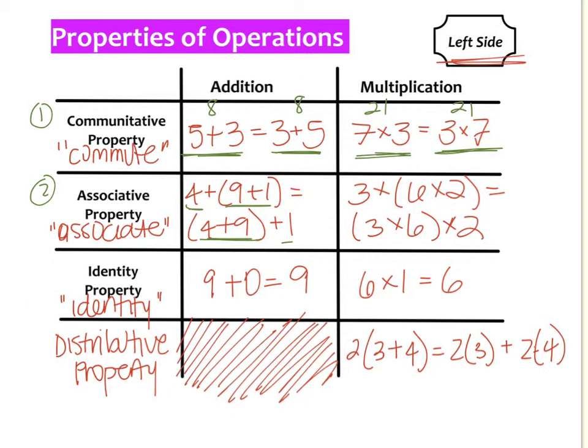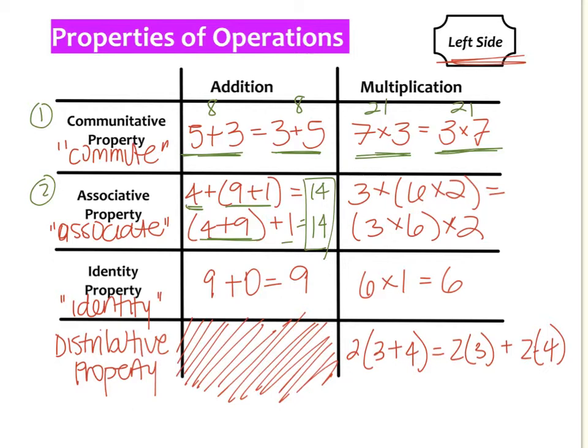Let's figure it out. 9 plus 1 is 10. And then plus the 4 on the outside, that's going to give us 14. Let's try the one down here. 4 plus 9, which is inside the parentheses, is 13. Plus 1 will give us 14. So in this particular case, no matter who's inside the parentheses, we're still going to get the same answer if it's all addition, okay?